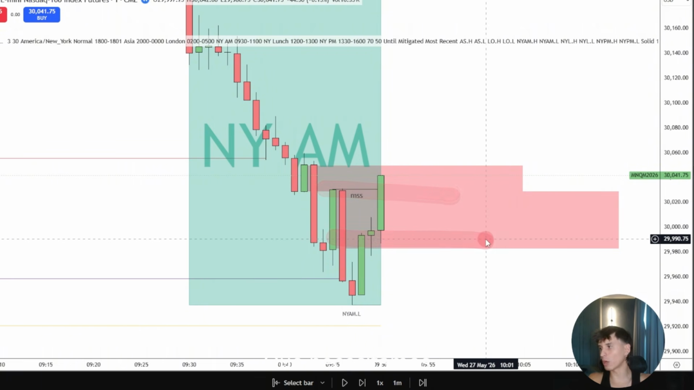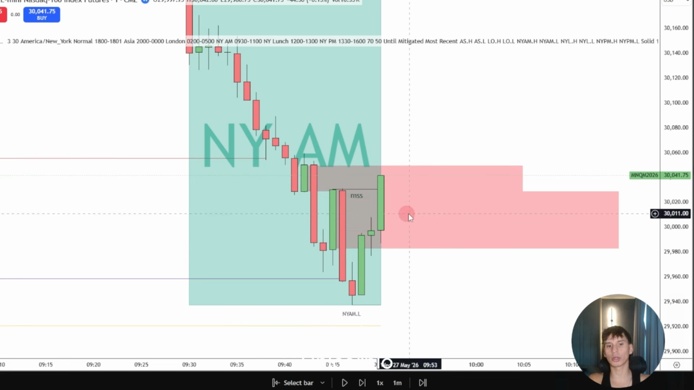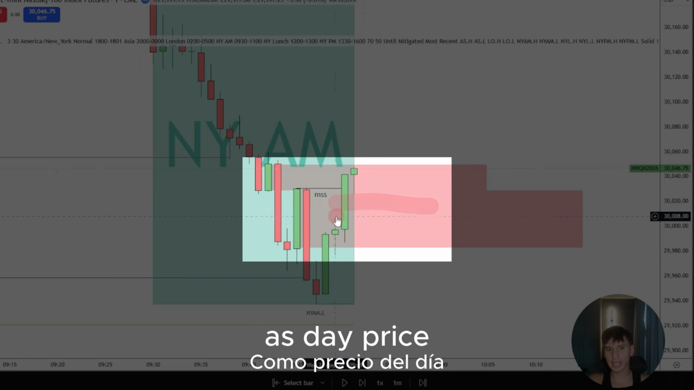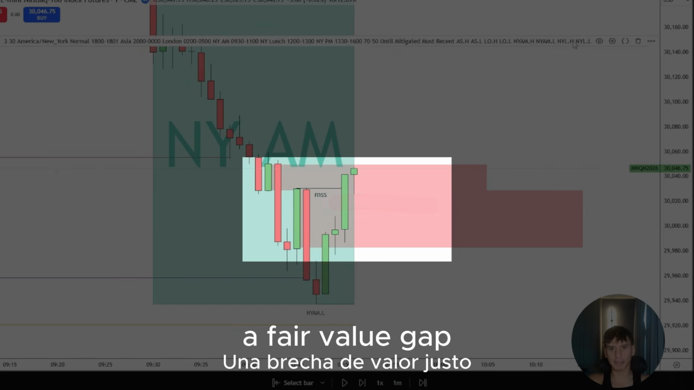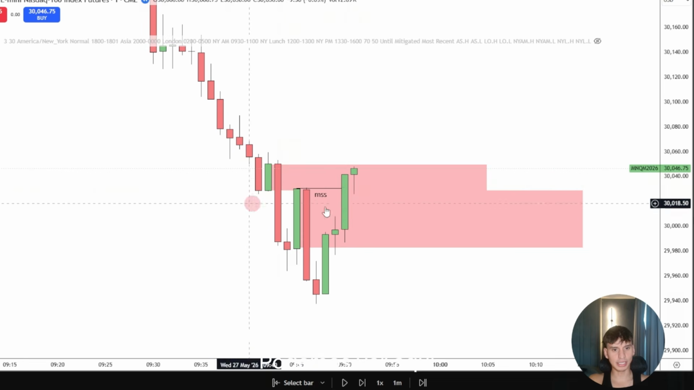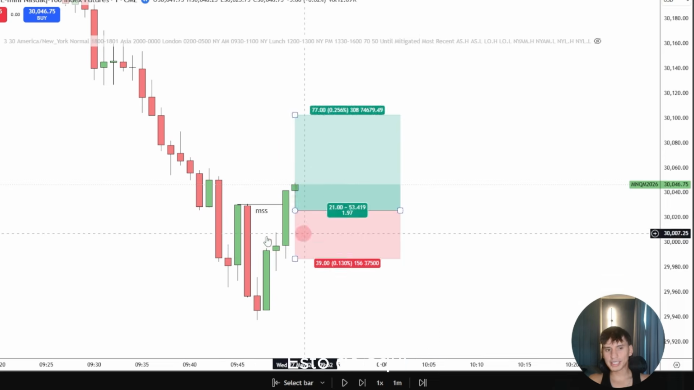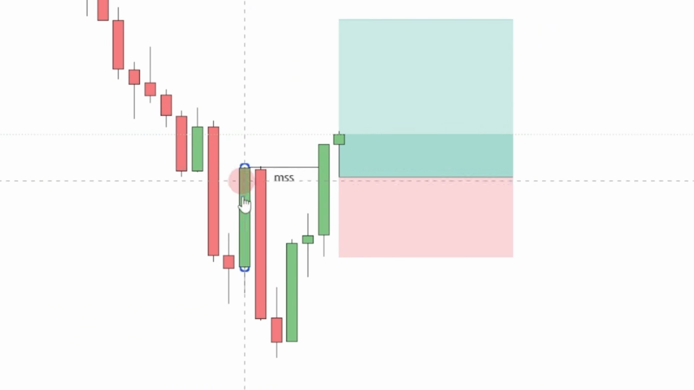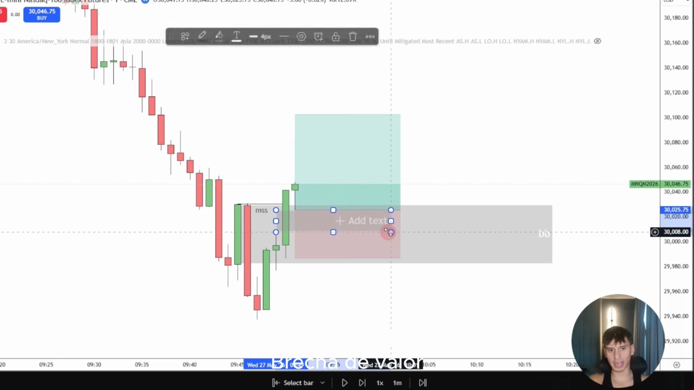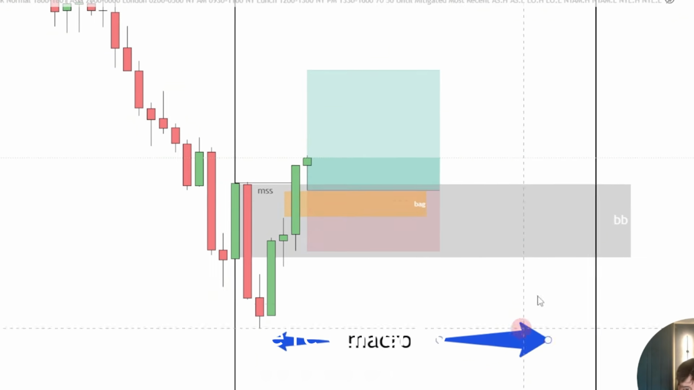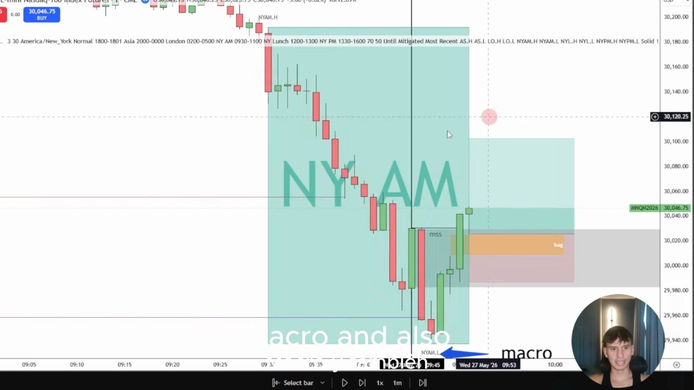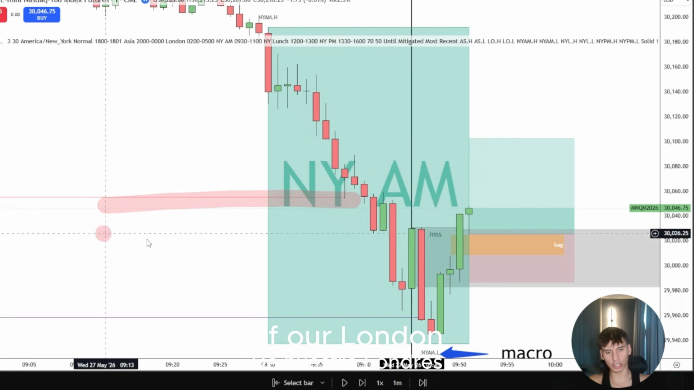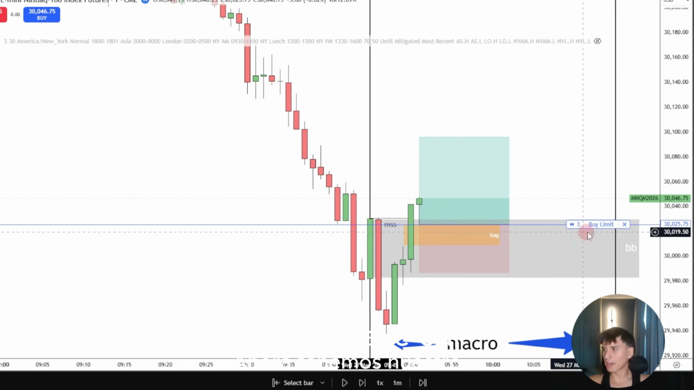Now the last step that we need for this to be a valid unicorn, we need a fair value gap. And you can see here perfectly clear as day, price finally makes a fair value gap. Let me turn this off. We can see here our big gap. So this right here is already a valid entry condition for me. Why? Because we have our breaker block. We have our fair value gap right here. And we're currently trading inside of the macro. And also we had a sweep of our London low. So now we have our contract set.